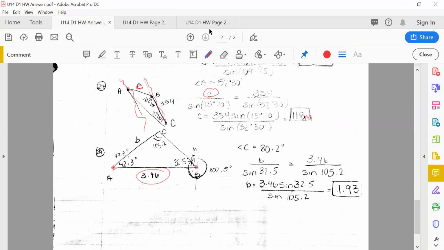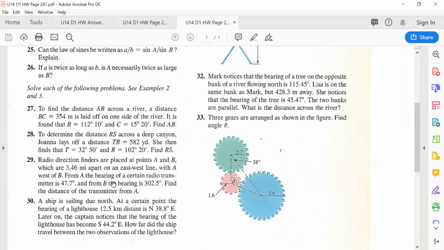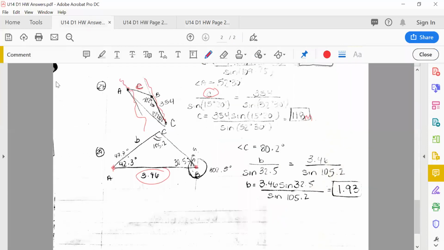Then the word problem goes on to say, from A the bearing of a certain radio transmitter is 47.7 degrees, and from B, the bearing is 302.5 degrees. So let's get on with this right here. Remember, bearing problems are always from the north-south line. So 47.7 degrees is right there, it says. Subtract that from 90, and you find out that this angle of the triangle is 42.3 degrees.